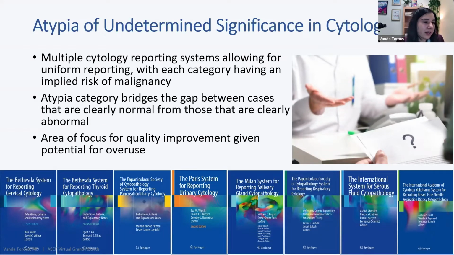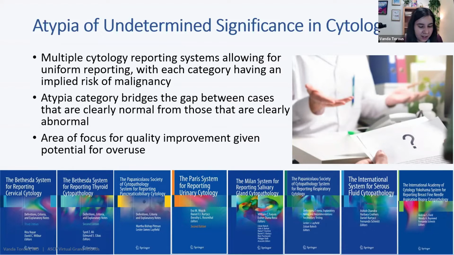So, why are we seeing more of this? Well, there are multiple cytology reporting systems now allowing for uniform reporting, with each category having an implied risk of malignancy. And why this is, is because the diagnostic criteria that these reporting systems outline allow for standardization across practice settings and across individuals. It's becoming more standardized. So this results in allowing for cross-laboratory or cross-study comparisons.